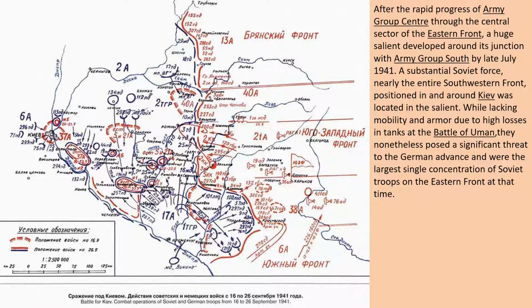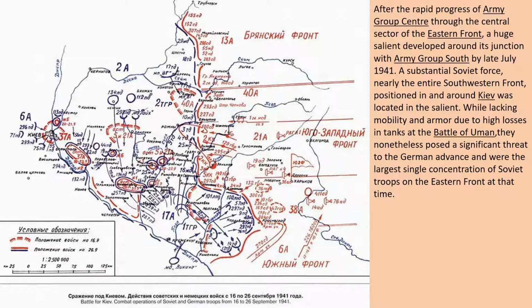After the rapid progress of Army Group Center through the central sector of the Eastern Front, a huge salient developed around its junction with Army Group South by late July 1941. A substantial Soviet force, nearly the entire Southwestern Front, positioned in and around Kiev, was located in this salient. So the salient, as you can see here, is pushing inward around, and the salient has the Soviets surrounded.